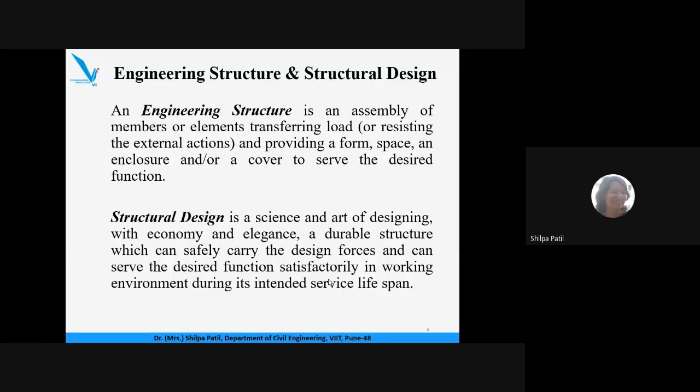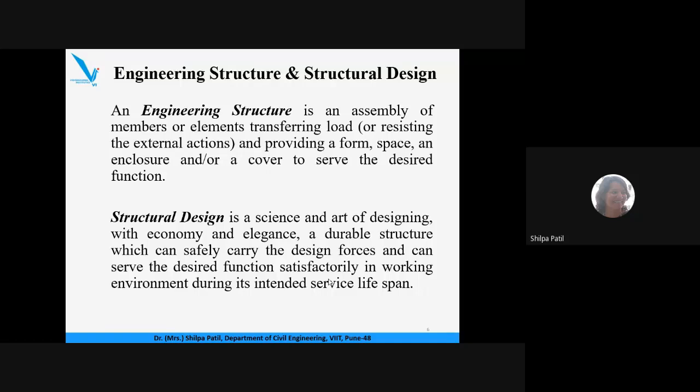Now, when we design any particular structure, we don't just design a rectangular plan or a square plan. We try to give some aesthetic view to a structure, and accordingly we make changes in the design. Basically, it comes in the planning stage itself, but whatever plan you prepare, accordingly we have to make certain changes in the design steps also. So it is the art of designing with economy and elegance.